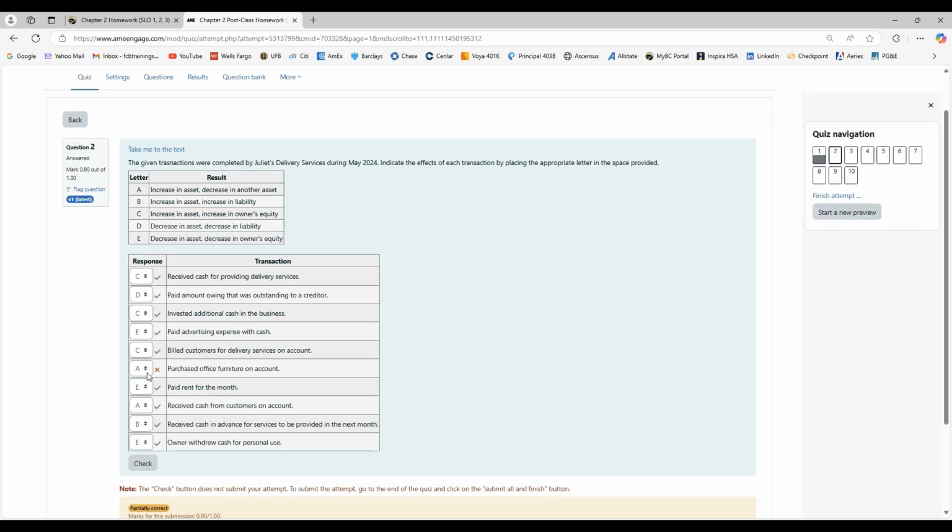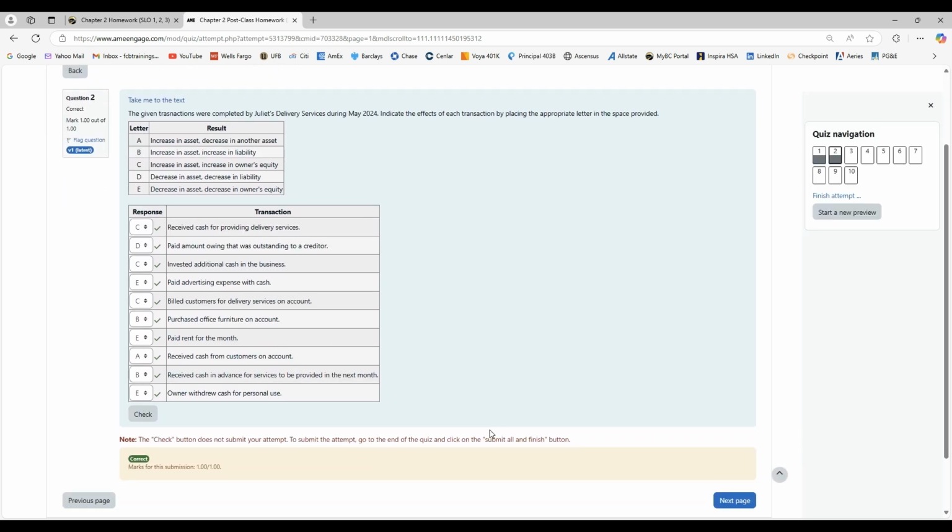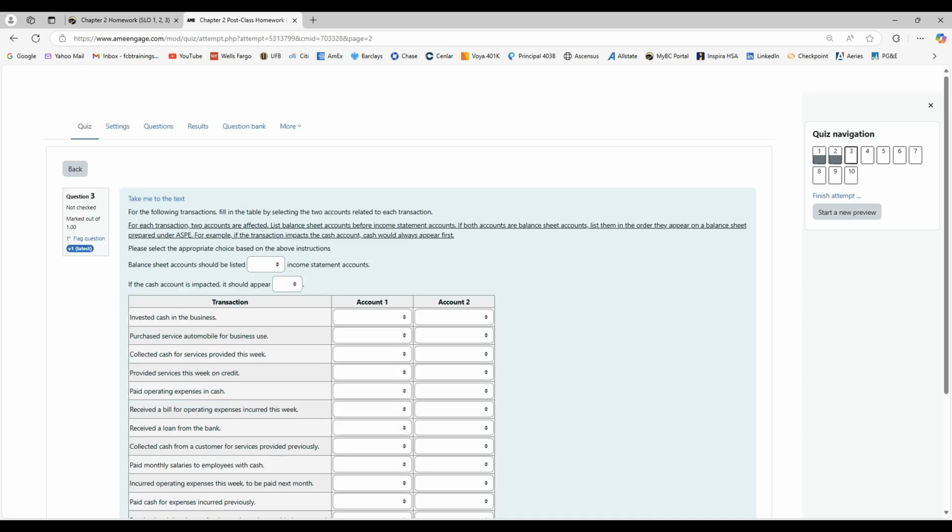Let's check our answers. Oh, I'm sorry. Purchased office furniture on account. I thought this was just purchasing office furniture originally. So we have an increase in an asset and an increase in a liability. If we had paid cash, that would be the right answer, but it was on account. Okay, on to the next problem.